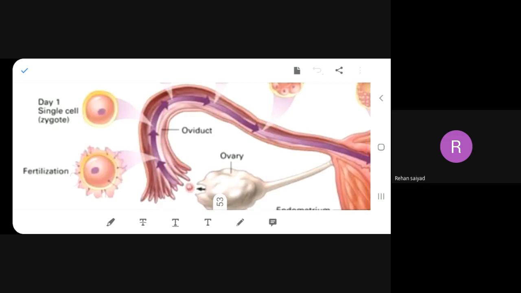Okay, now we come to true false. Oviparous animals give birth to young ones. Before you give me the answer, let me know what you know about oviparous animals. So my question will be, what are oviparous animals? Please tell me the definition. Please unmute yourself first. What are oviparous animals?